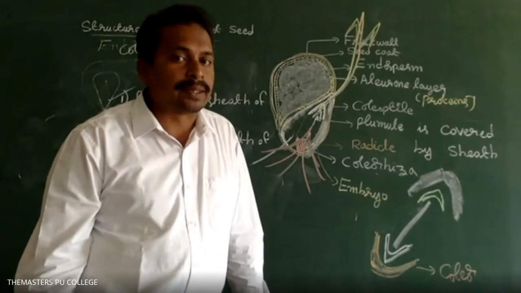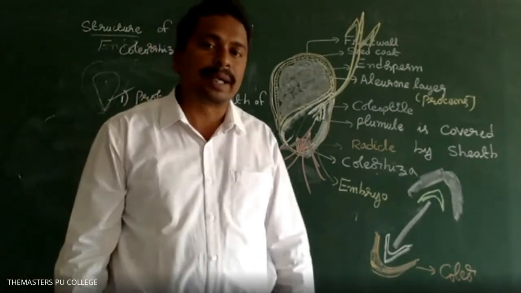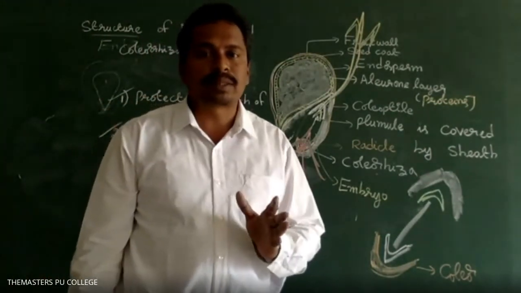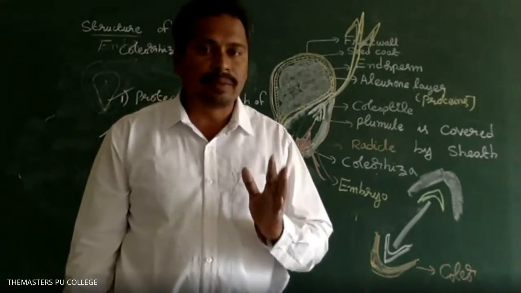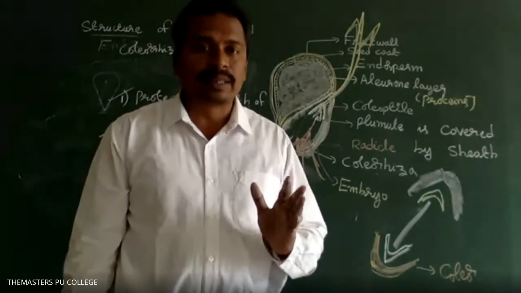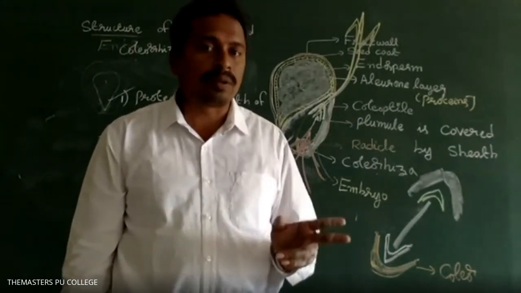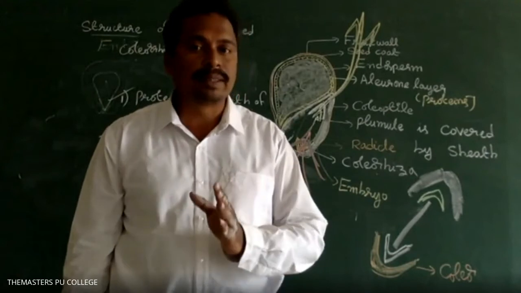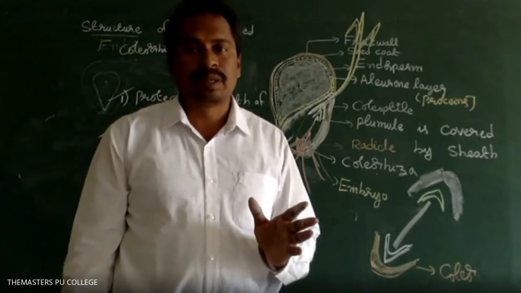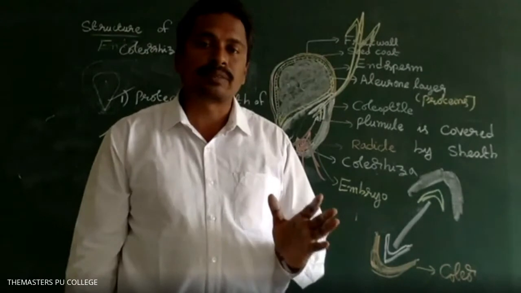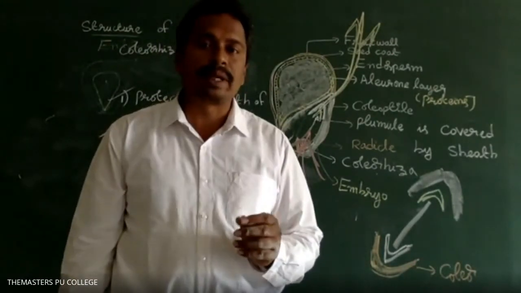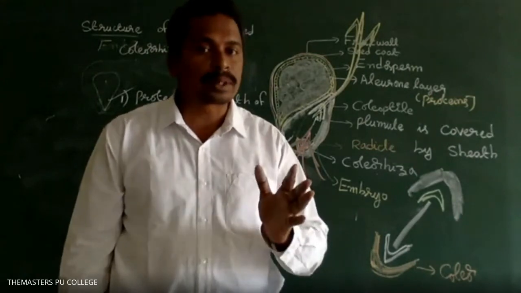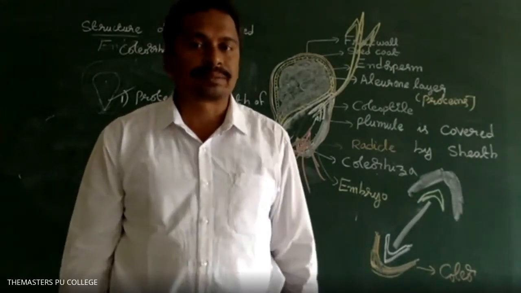Based on habitat, how many types of plants are there? Three types. Some plants live in water, hydrophytes. Some live where there is no excess or lack of water, mesophytes. Some live in xeric areas, xerophytes. Mesophytes and xerophytes have root caps, whereas they are absent in hydrophytic plants. Instead of root caps, root pockets are present. Is it clear? Clear, sir. Thank you, sir.